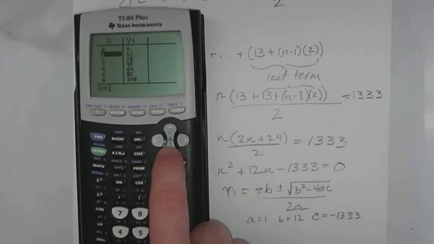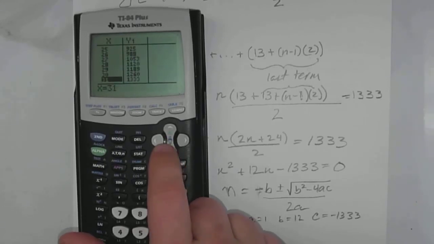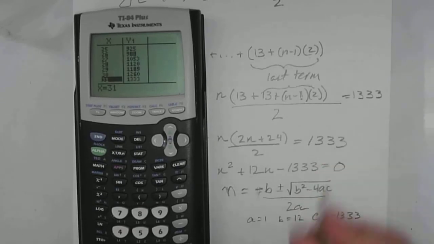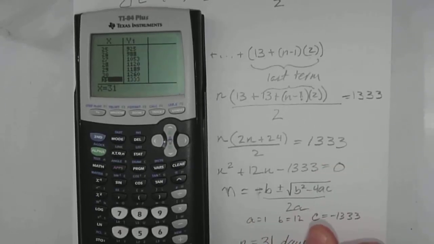So if I hit second graph, that's going to generate the table, and this will give me the sum for different n values. So after 1 day, you'll have $13. After 2 days, you'll have $28, and so on. So I'm going to keep scrolling until I find 1,333, and so I just found it. My n value equals 31 days.